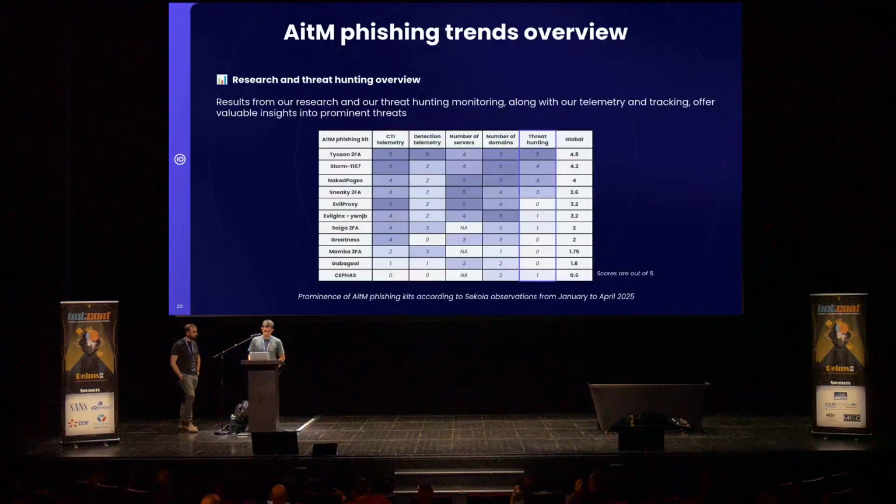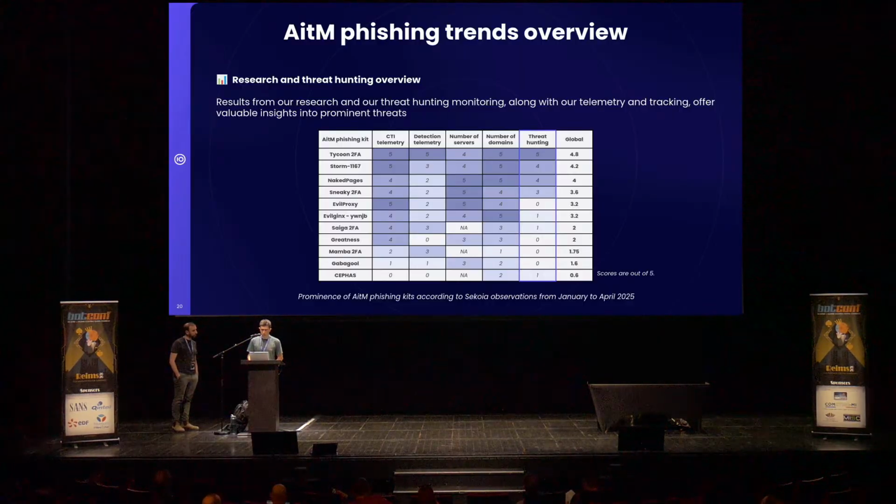And as you may understand, this research approach, this methodology allows us to find new emerging kits, but also gave us great insight about the trends and the most widespread phishing kits. And by using these threat hunting results along with our telemetry or other metrics, we can find which kits are the most widespread in the wild. So here are some results in 2025. And you can see Tycoon2FA in the first line and others like Storm 1167 and so on.